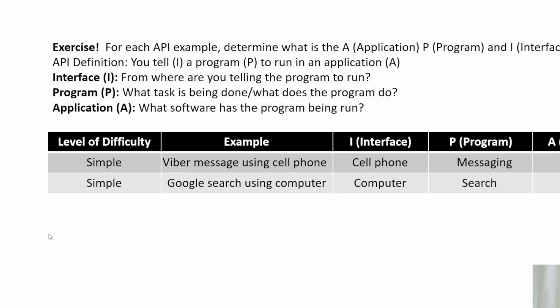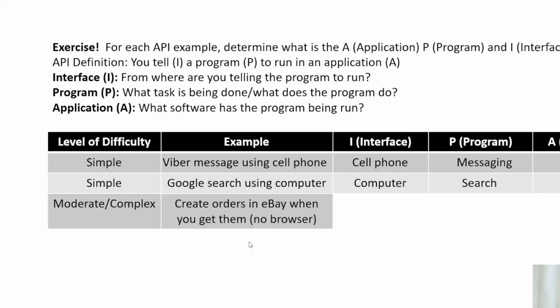right? Now let's get into some tricky API examples where you really are going to have to think. Let's go to a moderate or complex example. In this case, we want to create orders in eBay, but without using a browser. Everybody knows how to create an order in eBay using a browser. But in this case, we want to create an order without using a browser. So how are we going to do that? Well, eBay provides not only a way for you to create orders in eBay using a browser, but they also publish APIs that you can access going to eBay.